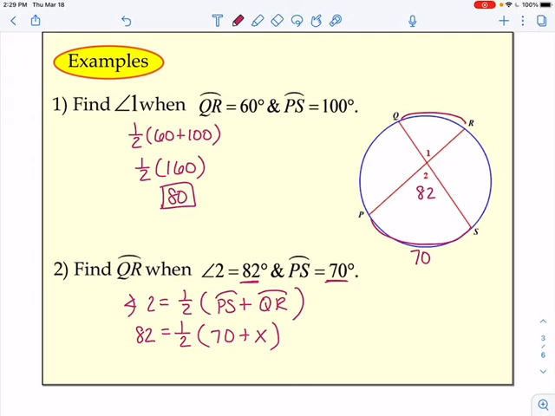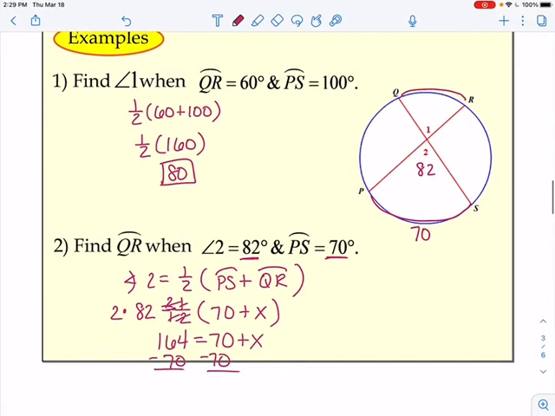What I would like to do is get rid of this 1/2 in the front. So the opposite of multiplying by 1/2, you can multiply by its inverse of 2 over 1, or just 2. That will knock out the fraction on that whole right-hand side. And 2 times 82 will give me 164. On the right-hand side, we'll have 70 plus X. And then the last thing that I need to do is subtract 70 from both sides. When you do that, you're going to have 94 equals X. So the measure of arc QR is going to be 94.